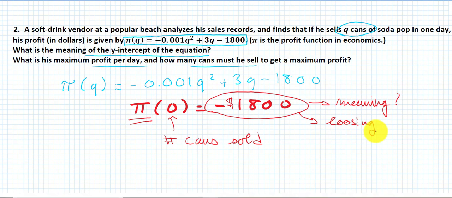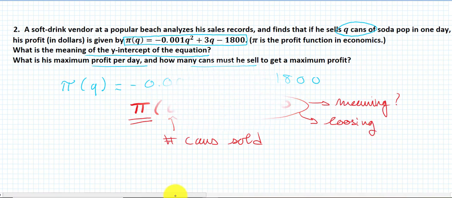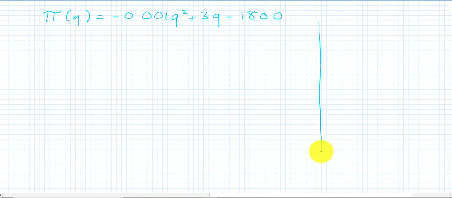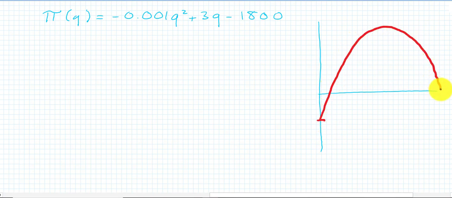So that's a loss right here. Okay, so now let's figure out what's the maximum daily profit and how many cans must he sell to maximize the profit. Before that, let's look at the graph of this equation. This equation is a parabola that is concave down. It has a negative y-intercept. It's going to be like this. So we can see that the parabola will have a maximum.